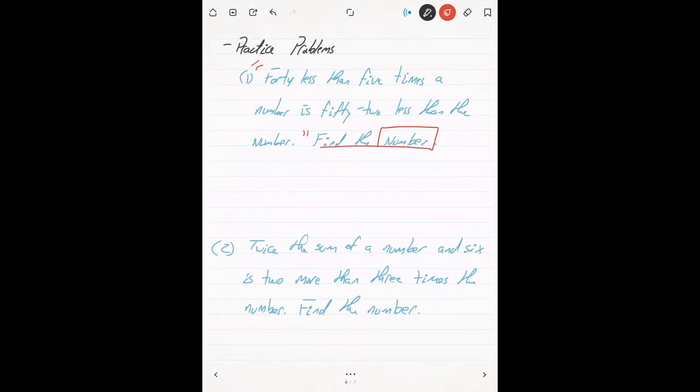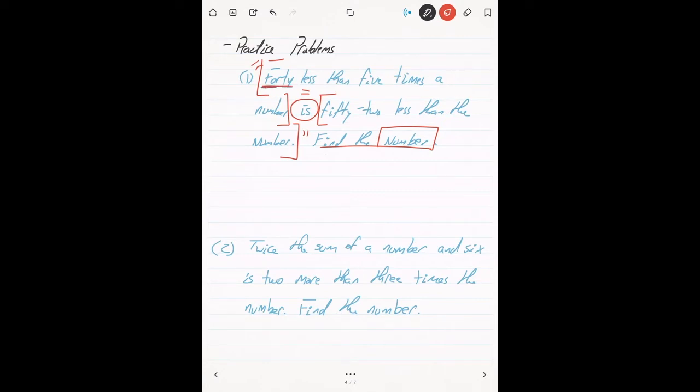So, 40 less than 5 times a number is 52 less than the number. Okay, first thing I'd like to do, I saw the word "is." I'm going to circle that. I'm going to put an equal sign there, okay? Because this is now the structure to my equation. I have the left-hand side and the right-hand side of the equation now. So let's pick a side and start working with that. I'm going to start with the left-hand side.